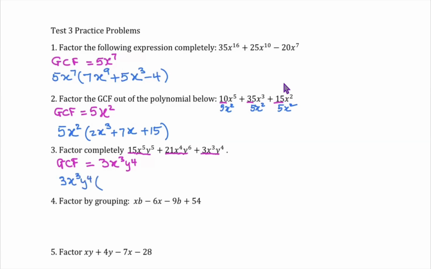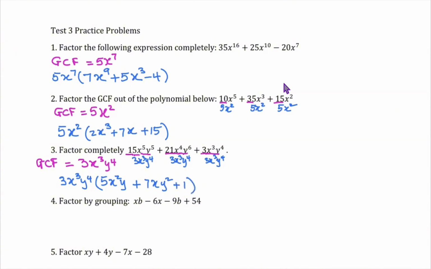Then we divide all the terms by the GCF that we found. Let's divide by 3x to the third, y to the fourth for each term. Then the first result of the division will be 5x squared y plus, we subtract the exponents, plus 7xy squared, and then plus 3, plus 1.